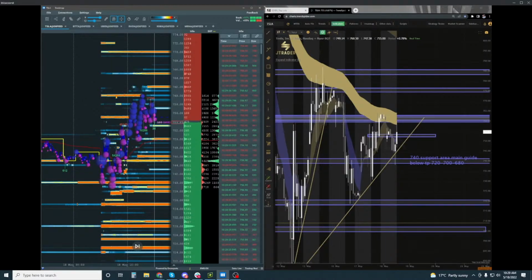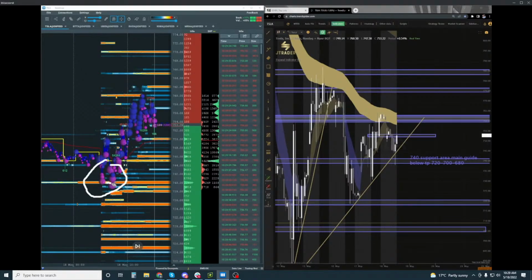So we can divide in two areas over here, as I said before. We had sellers over here, and these sellers were absorbed on this fake breakdown, right? So this is a fake breakdown of the support 740. And over here we have instead a huge amount of buyers, right? That went exactly to the 760.